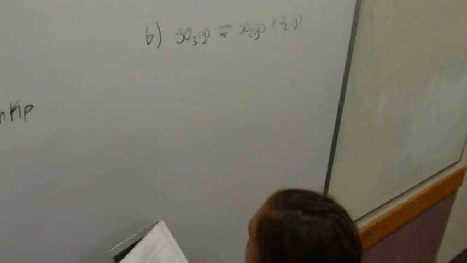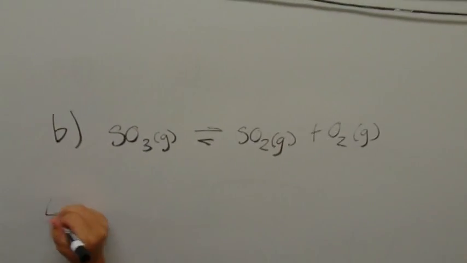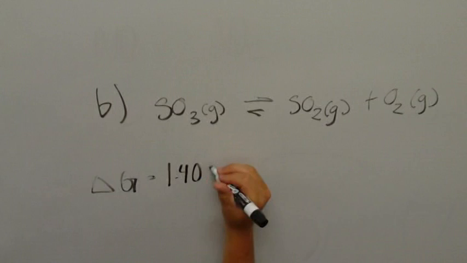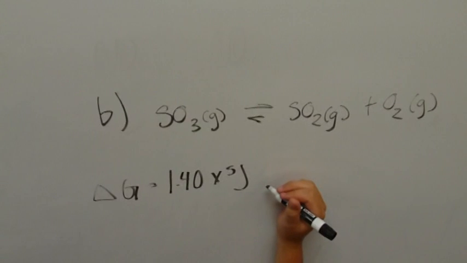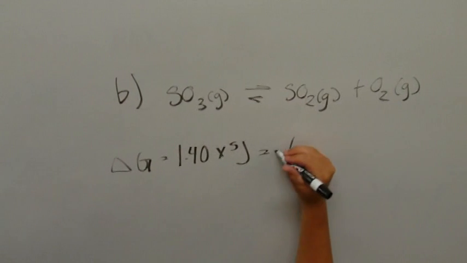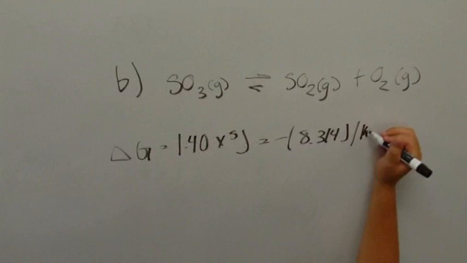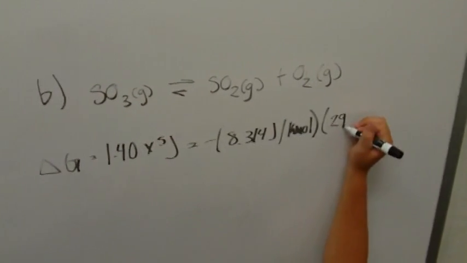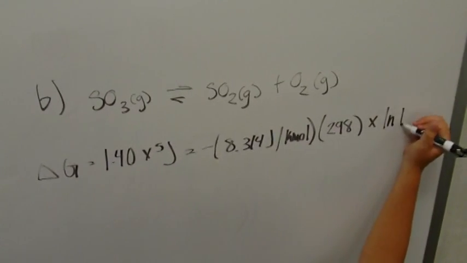Same process for part B. You're going to want to find your delta G. When you do your delta G, you end up with 1.4 times 10 to the 5th joules. And again, that is equal to negative RT ln of Kp. We're looking for Kp. Just plugging in our constants, 8.314 joules per Kelvin mole, that's our R value. Kelvin is 298, and it's ln of Kp.